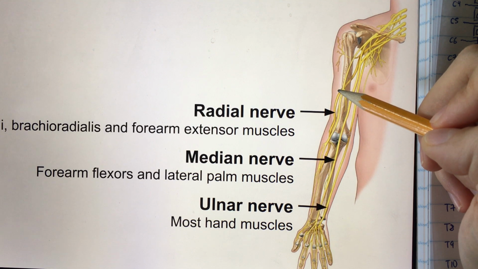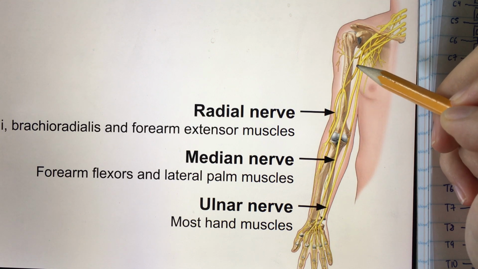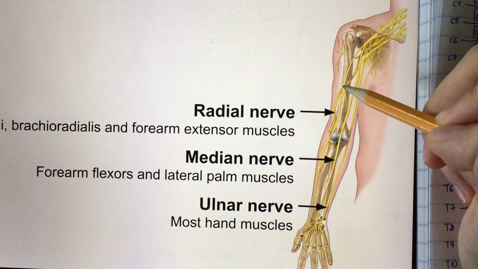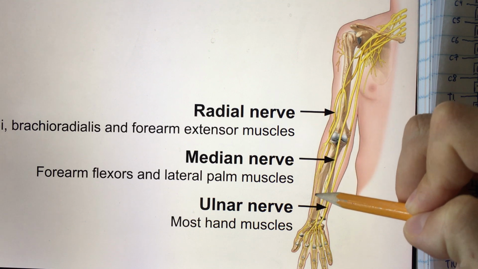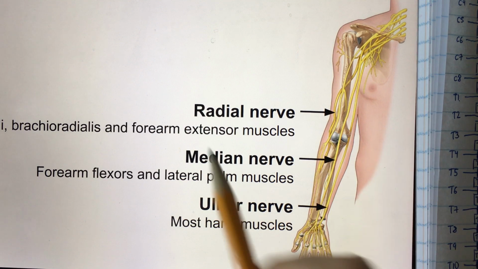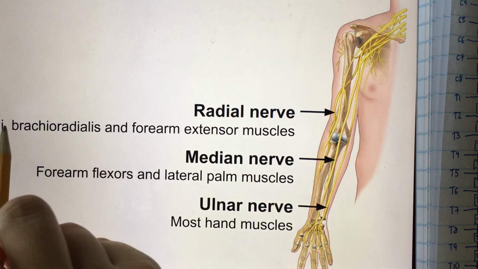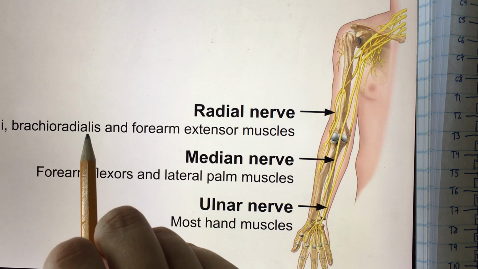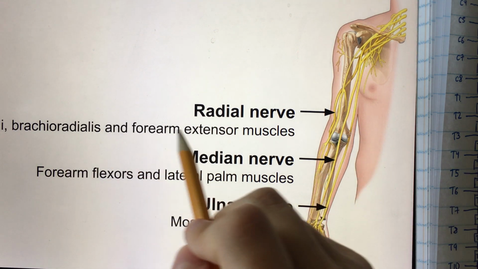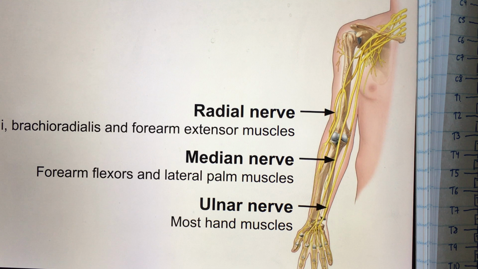On the lateral side of the humerus, starting from the armpit behind, so posterior to the humerus, going over to the lateral side of the humerus along the radius bone and into the back of the hand, there's going to be a radial nerve. So it's going to be operating the triceps brachii muscle in the back of the arm, the brachioradialis on the side right here, and the forearm extensor muscles in the back of the forearm.